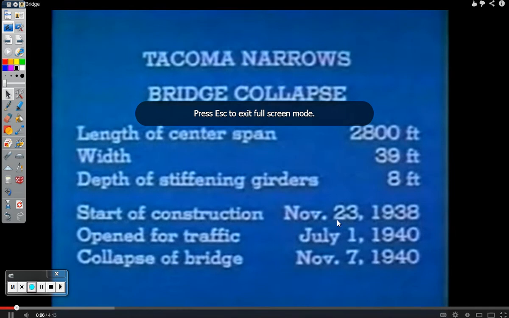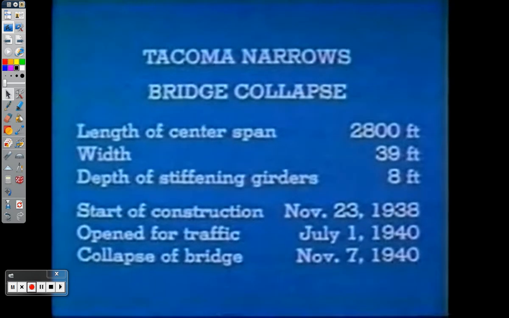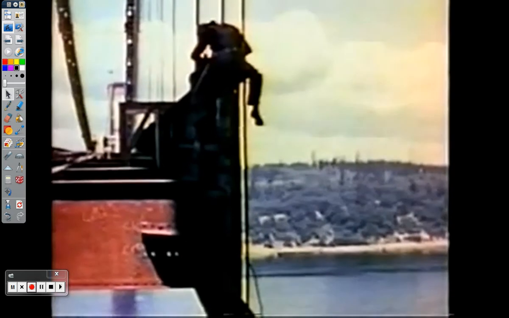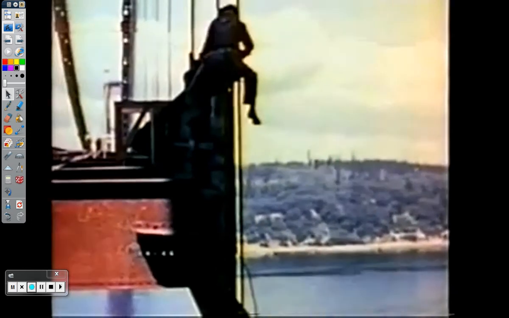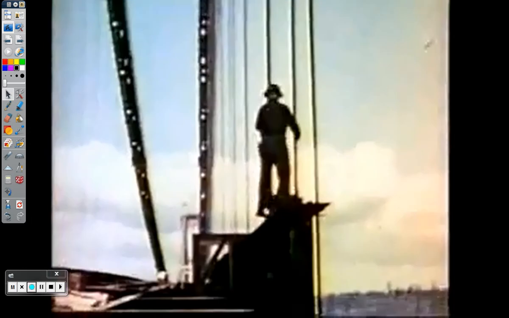This bridge was exceptionally long and narrow, over half a mile long, only 39 feet wide. It lasted just 4 months. During construction, we see the steel girders, 8 feet tall, which were supposed to stiffen the bridge against bending. However, some up and down vibration was observed during the entire useful life of the bridge.